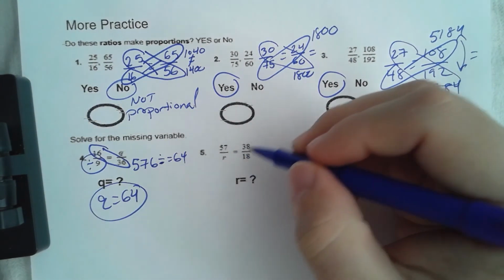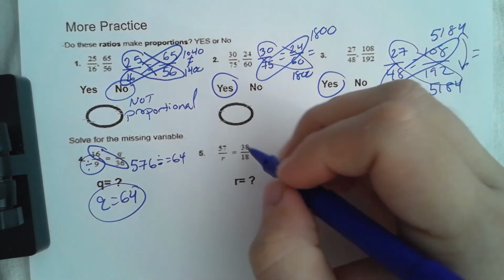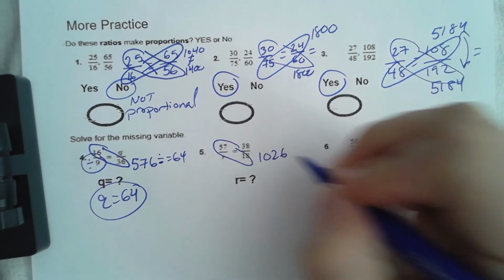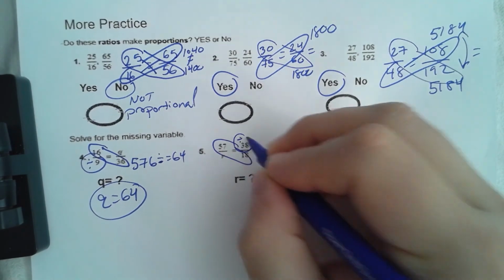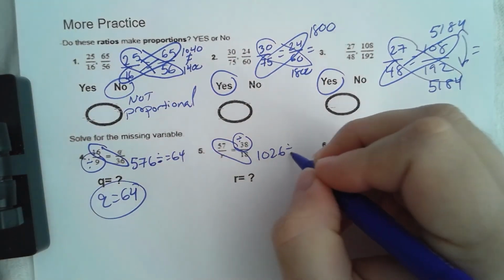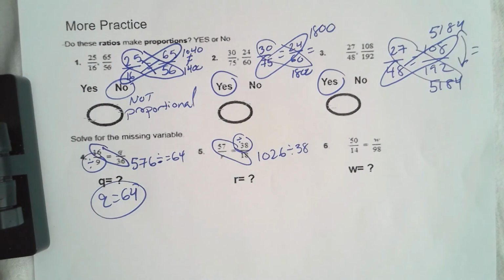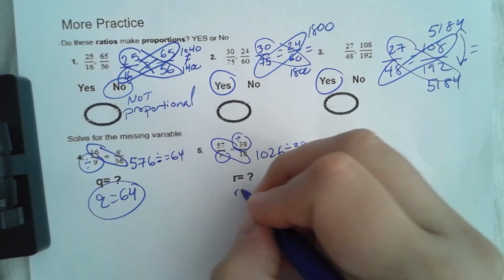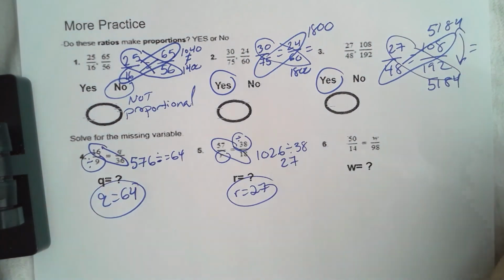57 over r is 38 over 18. So I'm going to cross multiply 57 times 18. I get 1026. And then the last number I have here, I need to divide. So I'm going to divide by 38. I get 27. So this r equals 27.